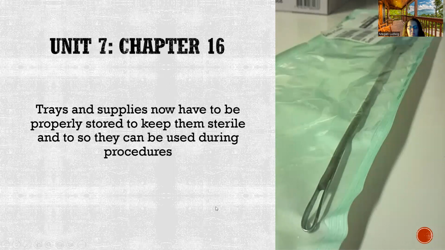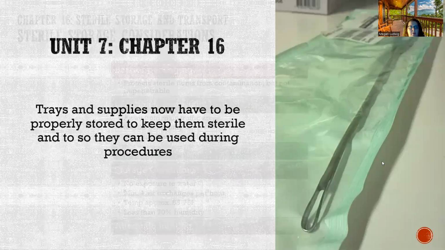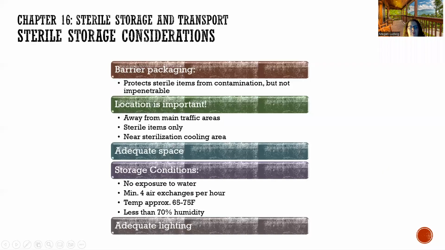So there are a lot of important things, what seem like minute details, that go into storage that are super important to keep them sterile, okay? So here are some of these sterile storage considerations. One, there's something called barrier packaging. That's a package that protects the sterile item from contamination, but it's not necessarily impenetrable, but it's going to protect that outer wrapper from maybe getting poked or torn or something like that.